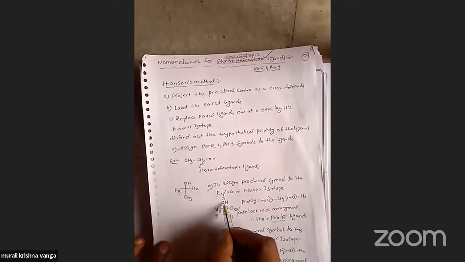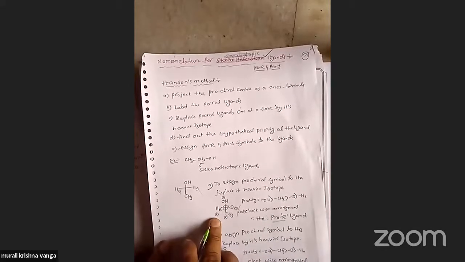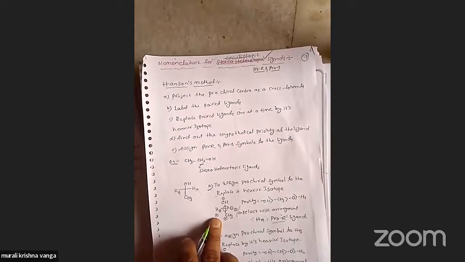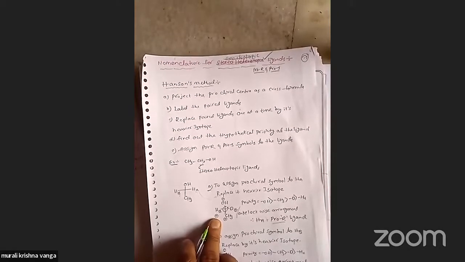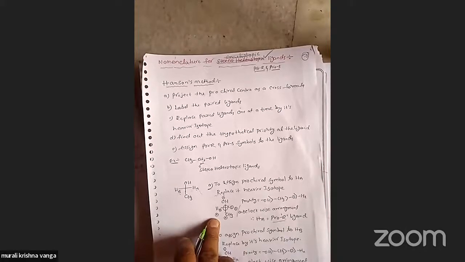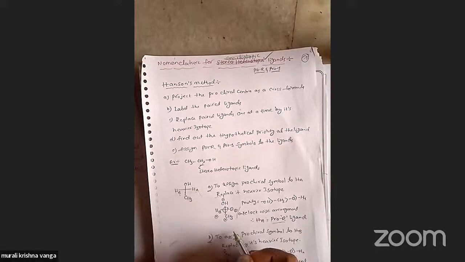Then give priority according to RS nomenclature. Here 1, 2, 3, and it is anticlockwise, but the fourth priority is on the horizontal. Therefore, the nomenclature is pro-R. HA is the pro-R. This is R. Therefore, that HA is the pro-R.